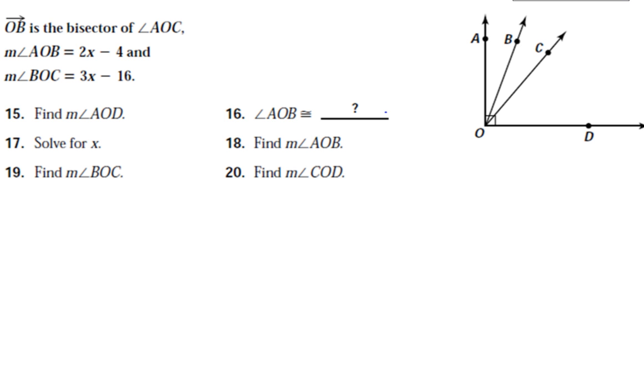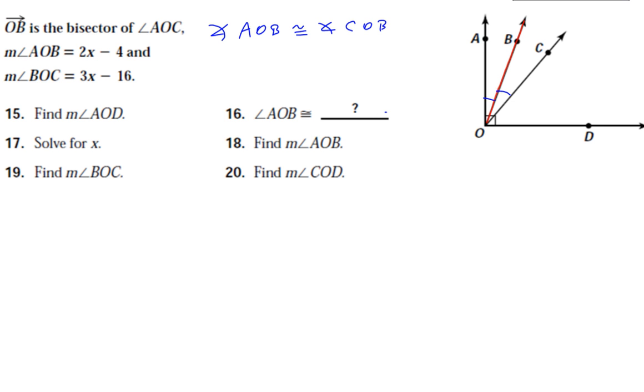So what does this problem say? Ray OB, that's this guy right over here, ray OB, is a bisector of angle AOC. So immediately what I want to do is note that in my diagram by using these little arcs like that. So now I know that angle AOB is congruent to angle COB.